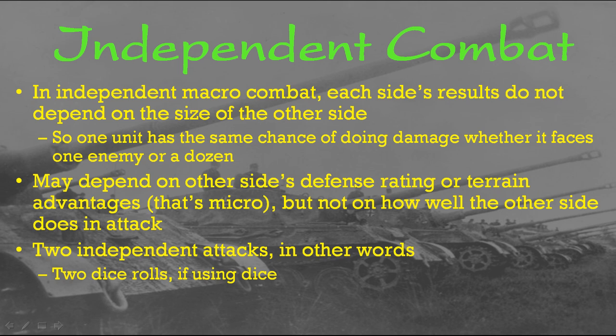In independent combat, how you do does not depend on the size or the success of the other side. So one unit has the same chance of doing damage whether it faces one enemy or a dozen, and whether the enemy successfully kills that unit or not. The combat may depend on something like a defense rating or terrain advantages, but not on how well the other side does in the attack. So there are two independent attacks, in other words. Two dice rolls if you're using dice. And that's why it's called independent, because they're independent attacks.